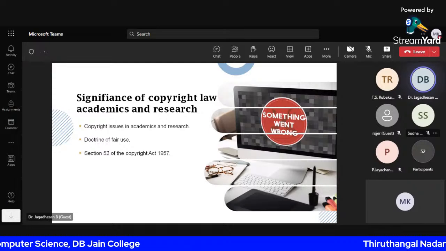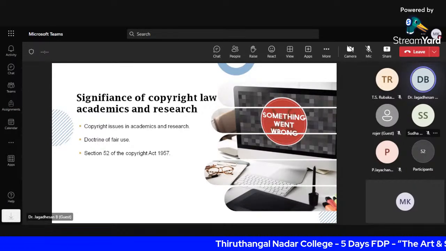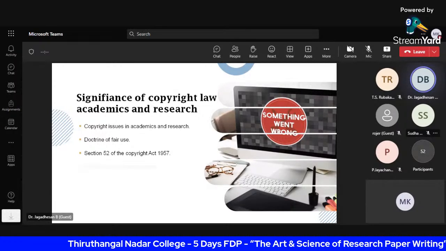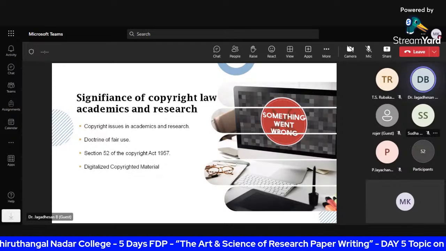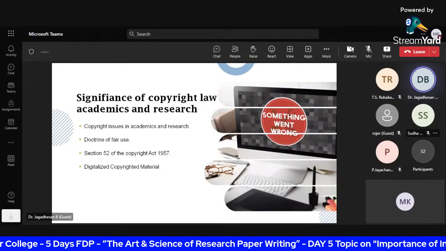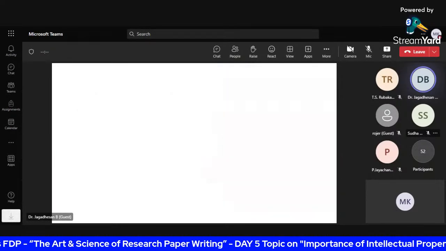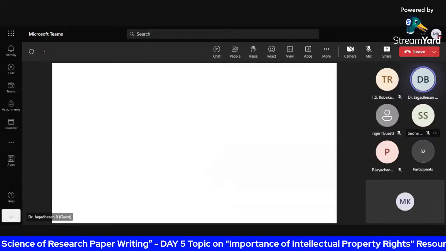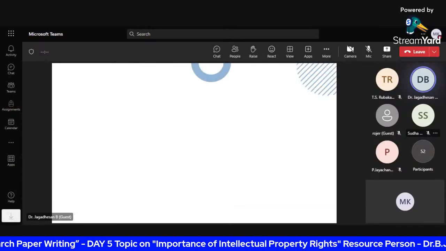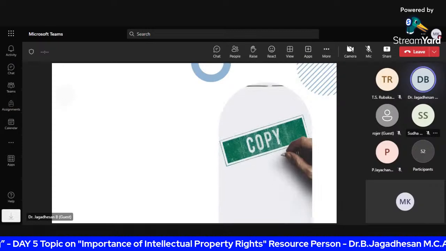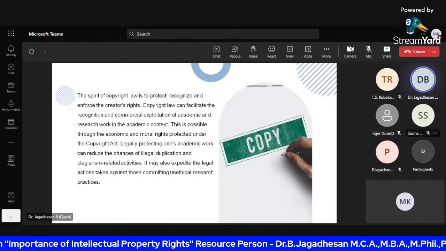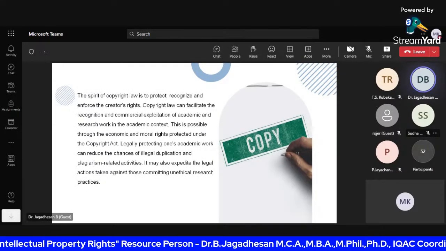Now, significance of copyright law in academics and research. Regarding copyright issues in academic and research work, there is the doctrine of fair use, section 52 of the Copyright Act 1957. And for digitalized copyrighted material, as I already told you, we can download the PDF and utilize the source of information for the purpose of research and academic work.